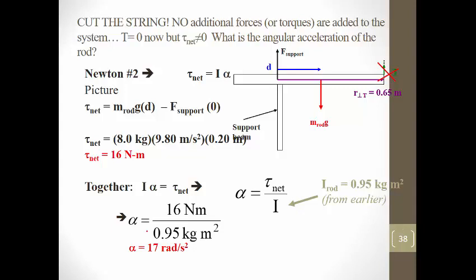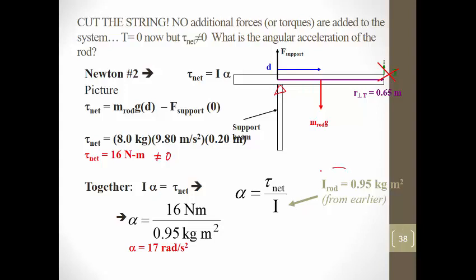Now I only have a force acting at the support, and I have the weight of the rod. The weight of the rod is the only force acting a distance away from the axis of rotation. So my net torque is only caused by the weight of the rod. If it didn't have any weight, it would just float there, I guess. So we can figure out what that is. It's the weight times the lever arm, 16 newton meters. Well, if I know the net torque acting and it's not equal to 0, then I can say the net torque is equal to I times alpha.